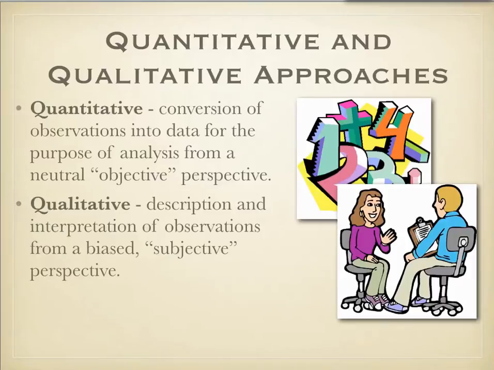Quantitative research is where you convert observations that you have made or surveys that you've taken into numerical data for the purpose of some kind of objective processing of that information. And qualitative research methodology is where you make observations and you note those observations, or you conduct interviews, and then you try to determine various kinds of themes or consistent elements in the observations or interviews that you've conducted.